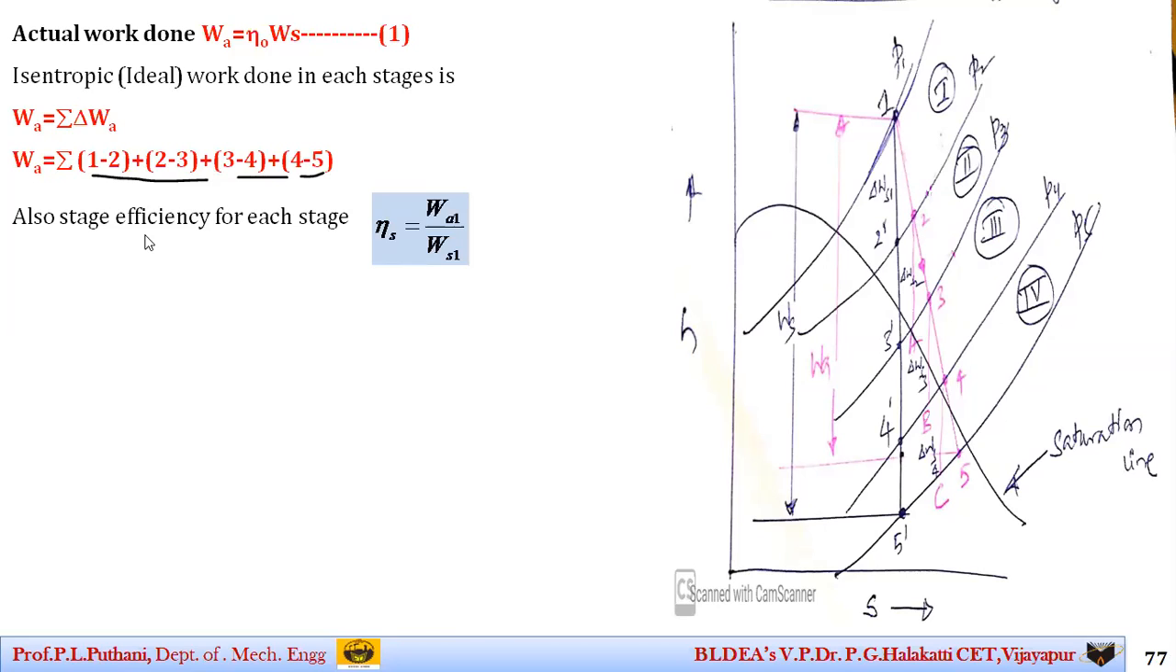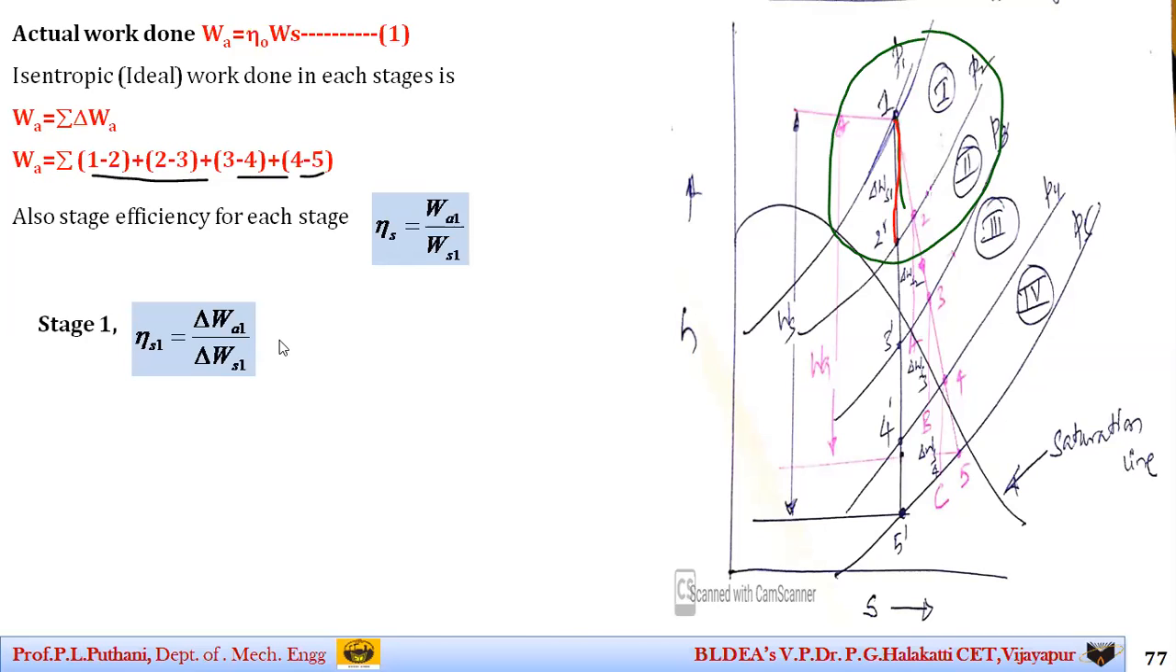Similarly, I can write the stage efficiency for each stage. You can see here the stage efficiency for the first stage. The actual value is h1 minus h2 divided by the other value, that is h1 minus h2 dash. So I can write it in this form: stage efficiency for the first stage, h1 minus h2 divided by h1 minus h2 dash. So this is the value of actual work done here. Please observe here, students. This is h1 minus h2 divided by h1 minus h2 dash.